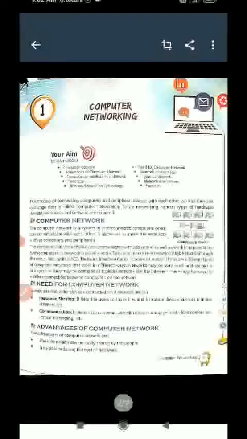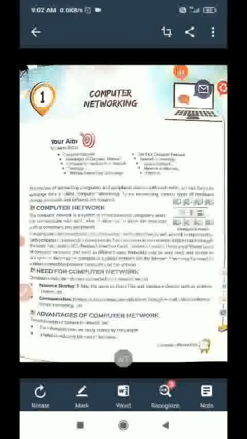Now first thing is we require a computer network for resource sharing. रिसोर्स शेयरिंग मतलब फाइल, हार्डवेयर डिवाइसेस, देन टेक्स्ट मैसेज, वो सब आता है रिसोर्स शेयरिंग में. The second way is communication.